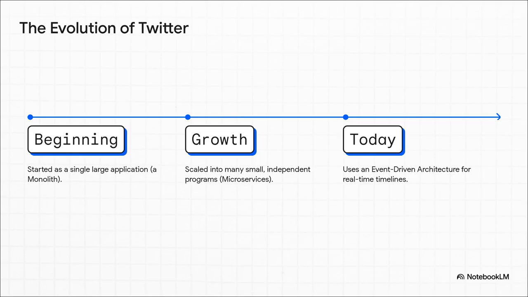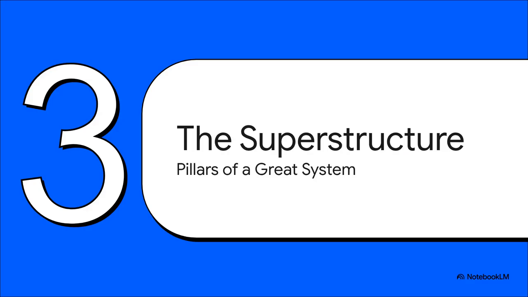And these choices change over time. Twitter is a perfect example. It didn't start with the crazy complex system it has today. Nope. It began as a simple monolith. But as it got huge, it had to break itself apart into microservices just to handle the traffic. And today, it uses even more advanced patterns to make sure your timeline updates the instant someone you follow hits post.